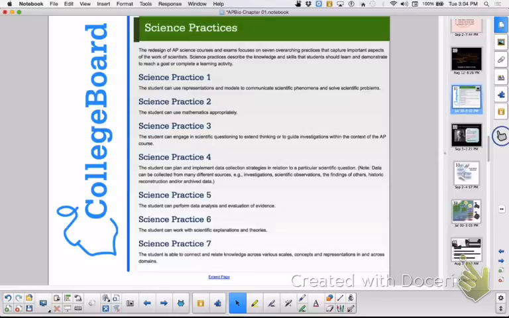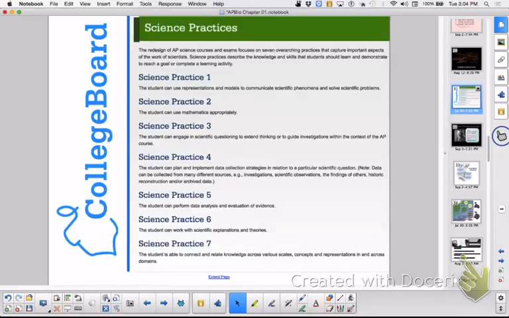We are going to practice doing some math right now. Scientific questioning. You have a driving question. We want to have good data collection. We want to perform analysis and evaluation. Our chi-square test will help us with that as well. Work with scientific explanations and theories, and then we're looking across disciplines as well and using physics and chemistry.